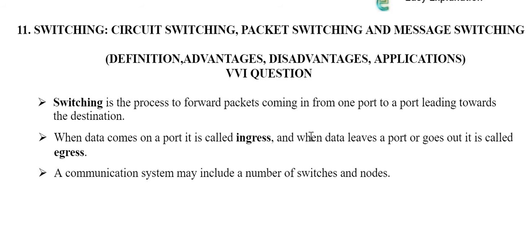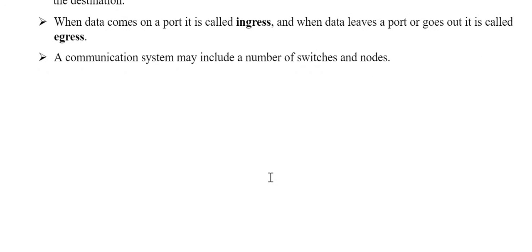When data comes in on a port, that port is called ingress, and when the data is leaving a port or going out, it is called egress. A communication system may include a number of switches and nodes, and they may have a number of ports. From one port to another port, that is called switching.